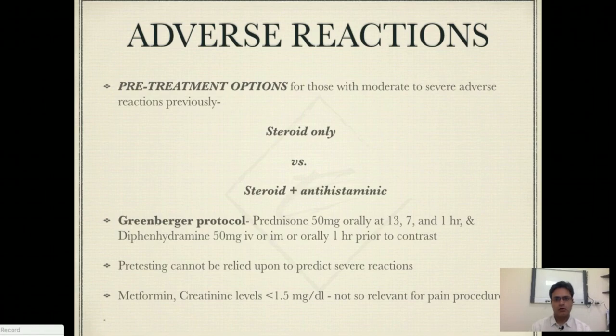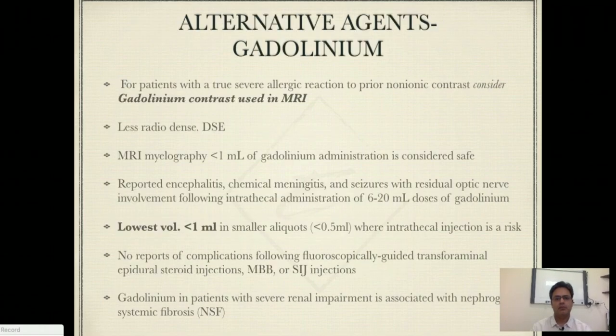One such protocol is the Greenberger protocol, which uses prednisolone given at specific time periods prior to giving the contrast, and then an antihistaminic given about an hour before the contrast is given. Pre-testing as such is not something which is recommended, because it does not help us predict whether a person is going to get a contrast reaction or not.